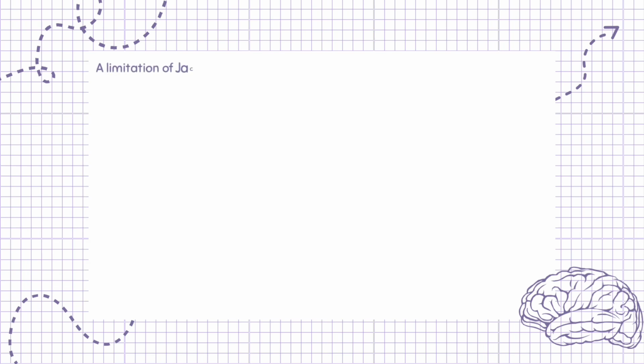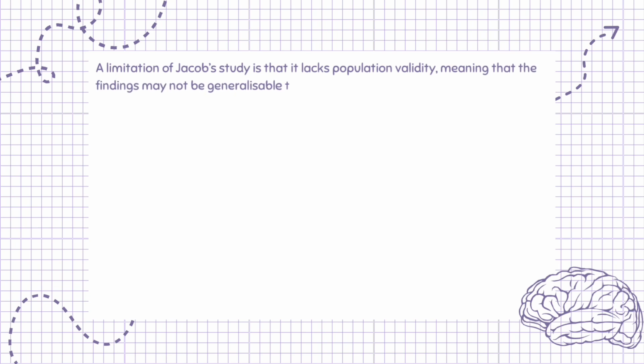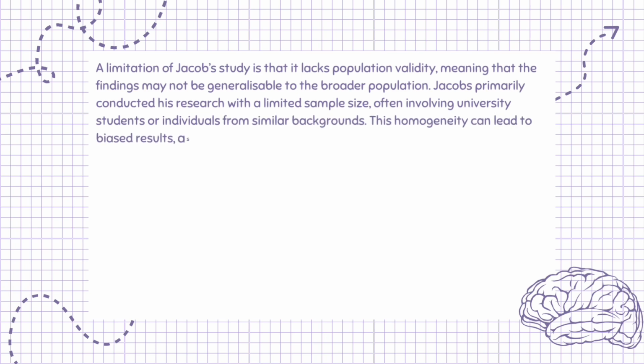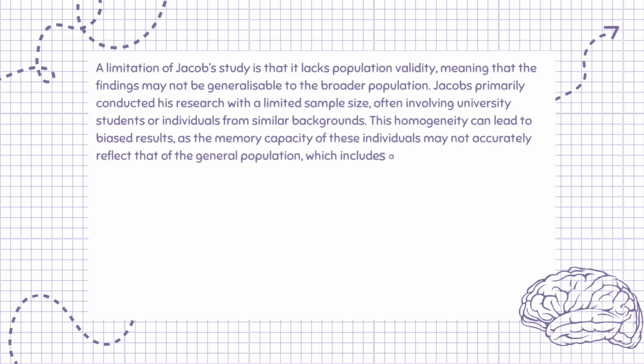A limitation of Jacobs' study is that it lacks population validity, meaning that the findings may not be generalizable to the broader population. Jacobs primarily conducted his research with a limited sample size, often involving university students or individuals from similar backgrounds. This homogeneity can lead to biased results, as the memory capacity of these individuals may not accurately reflect that of the general population, which includes a diverse range of ages, educational levels, and cognitive abilities.